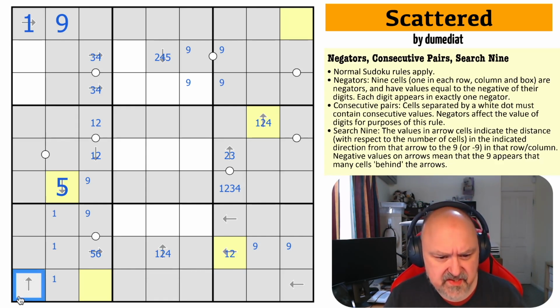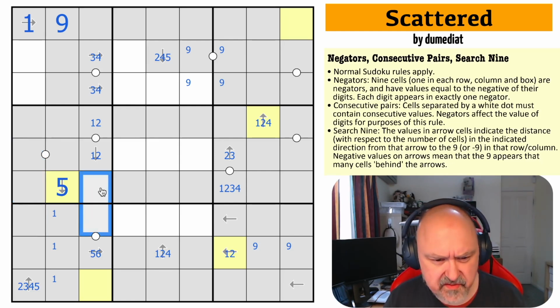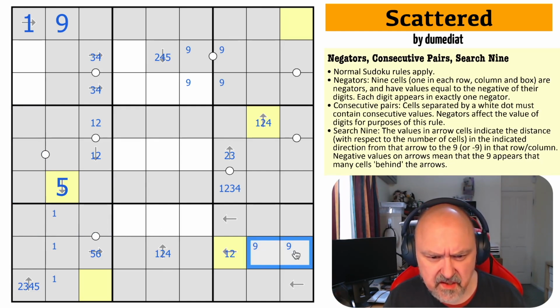Now this is pointing to a 9, which can't be up here. So 1, 2, 3, 4, 5 only. So this is 2, 3, 4, or 5. And the 9 is in here. I am quite confused. I should remove those. Those are confusing me as well. 9 is in there.